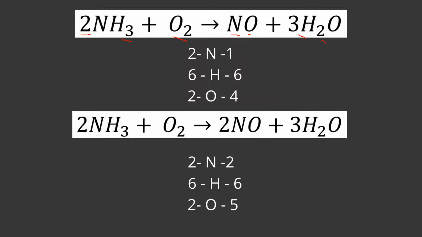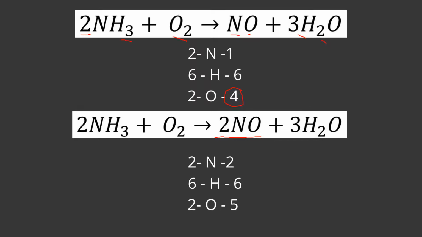These 3 oxygens will give us 4, right? So now I want to balance my nitrogen. When I balance my nitrogen, I can just put a 2 here. If I put a 2 here, this is essentially what you get. And after you do that, you must check.